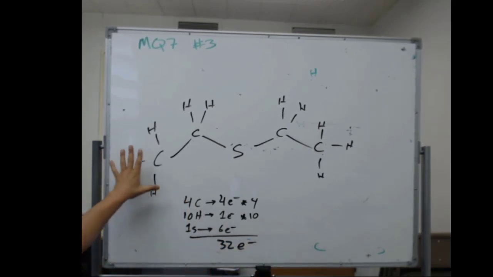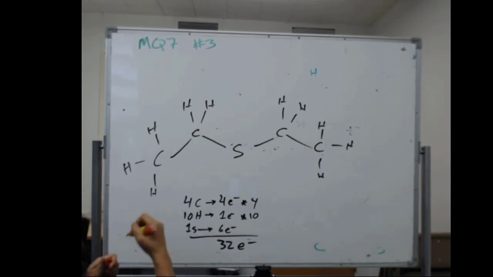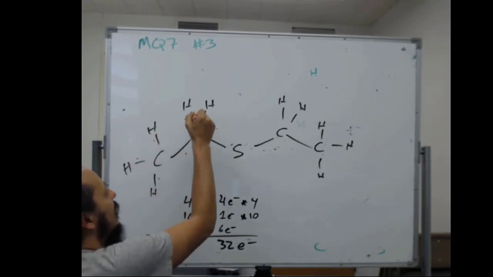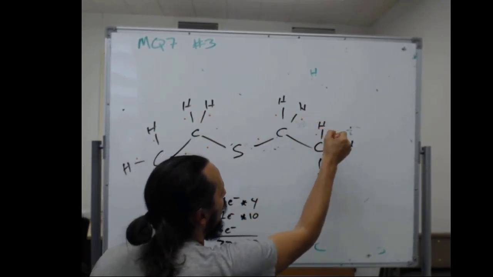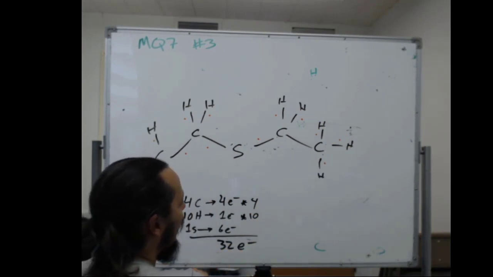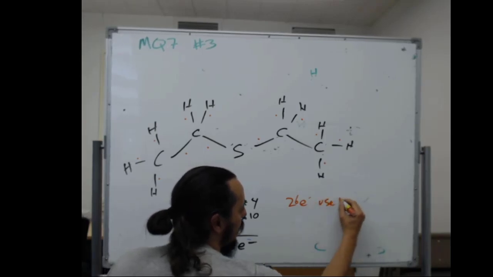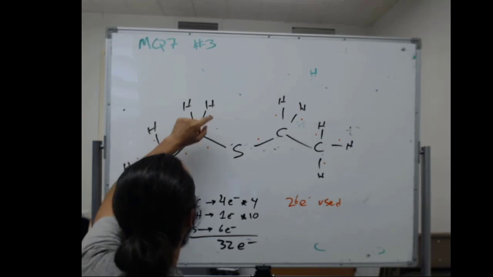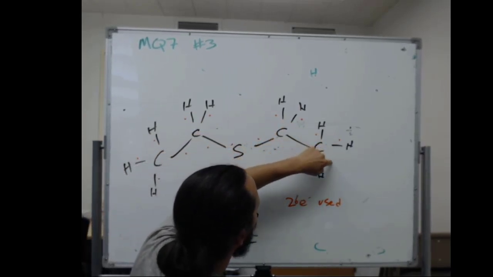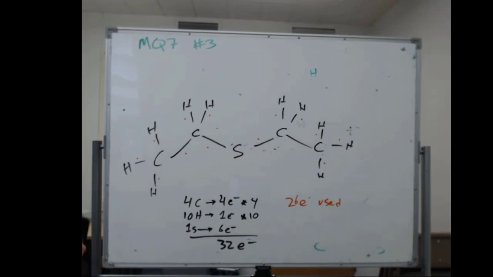Now, in my structure that I've drawn for my first guess, you'll notice my carbons all have their full octet. My hydrogens have their full duet. So this is looking pretty good, and I'm going to see how many electrons out of the 32 I've already used. I'm going to switch colors to count. 2, 4, 6, 8, 10, 12, 14, 16, 18, 20, 22, 24, 26. So I have 26 electrons used. Is that right? So, yeah.